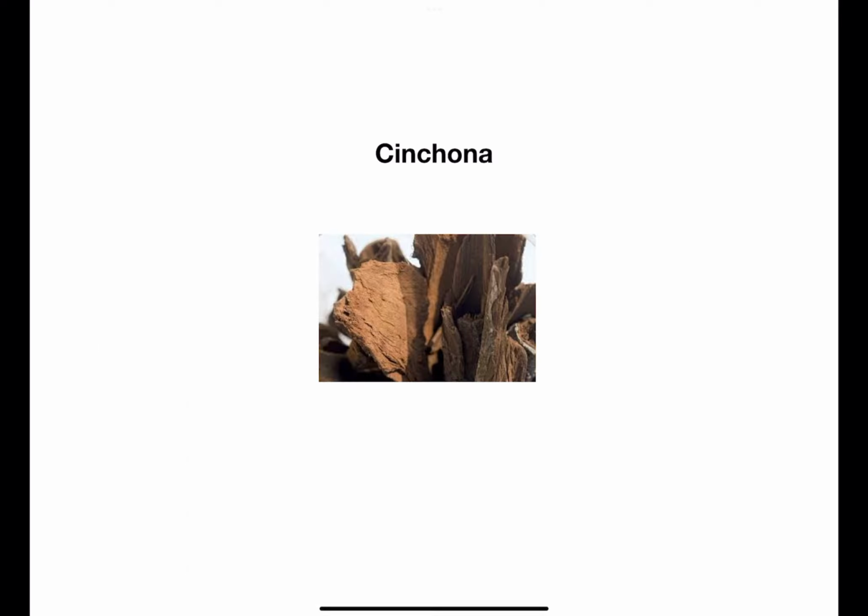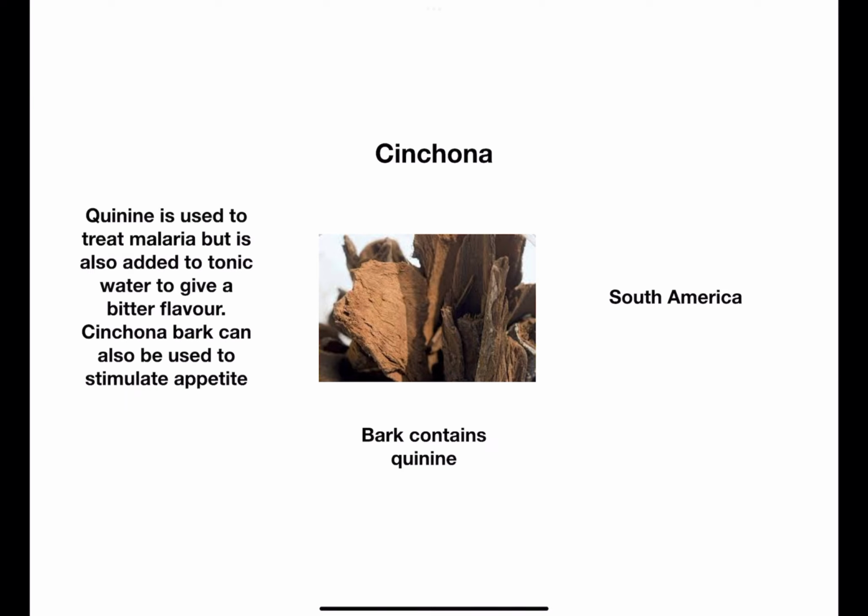Our final plant is the cinchona plant. This is grown in South America. The bark of the plant contains a compound called quinine. Quinine is used to treat malaria, but it is also added to tonic water to give it a bitter flavour. The bark of the tree can also be used to stimulate appetite.